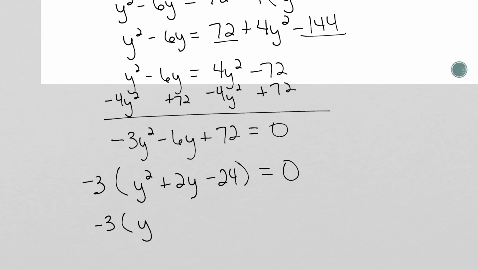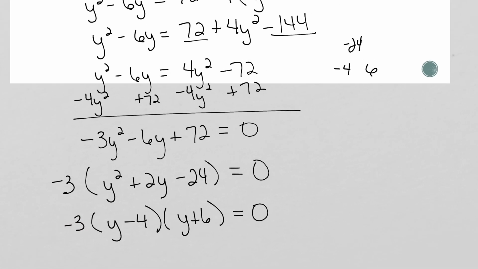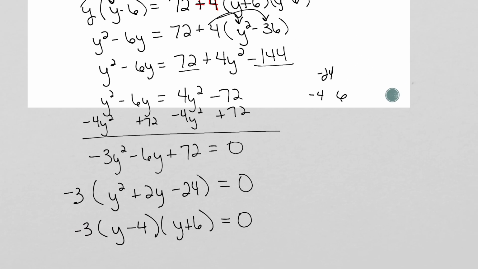Let's see here, what is that? So I want factors of negative 24 that add up to be positive 2. Negative 4 and 6. Yep. So here's the thing. This can never be 0. Okay? Negative 3 can never be equal to 0. It's not possible.